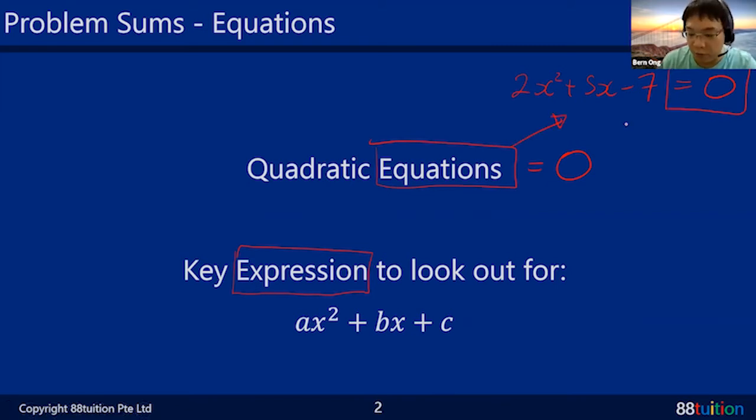And you're supposed to solve it. What's the meaning of solving? Solving means you have to find x. So you must understand these two things: one of them is an equation and the other is called an expression. Different things.